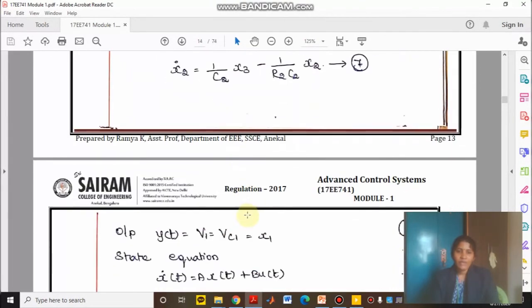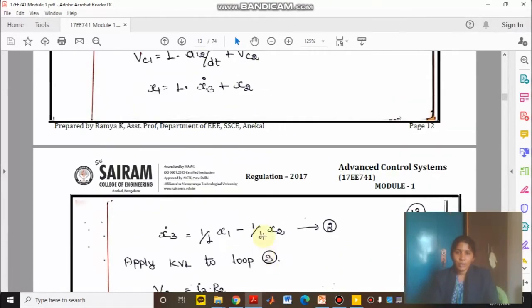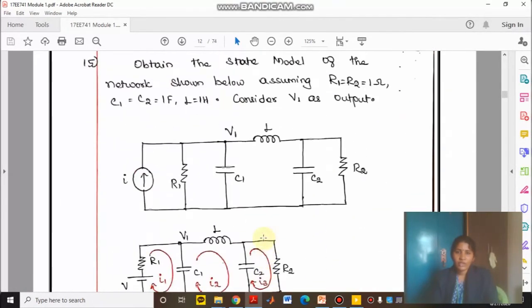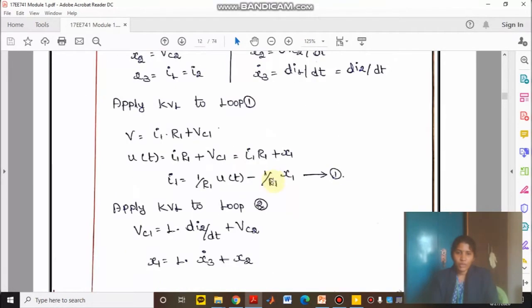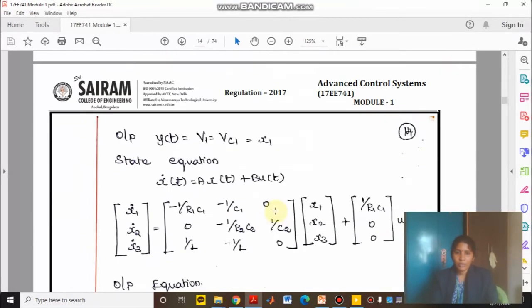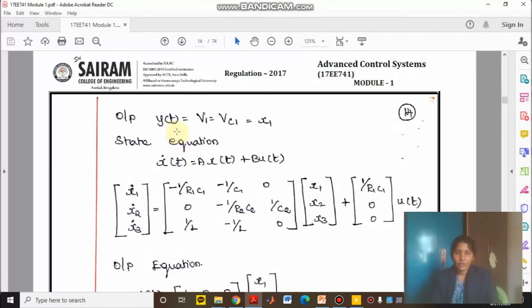After identifying these, you need to identify your output equation. In the problem, you check whether they have told you anything to be considered as output. So you need to consider V1 as your output. Where is V1 available? At this point. So V1 is nothing but Vc1. So now Vc1 is going to be my output. Therefore, output y of t is equal to V1, which is equal to Vc1. Replace this Vc1, because Vc1 is a physical quantity, with a state variable quantity, that is x1.